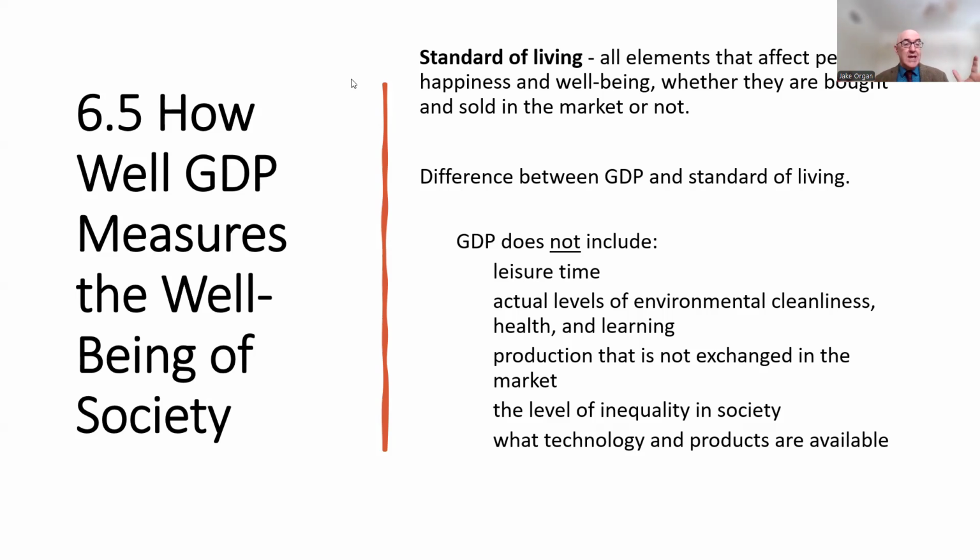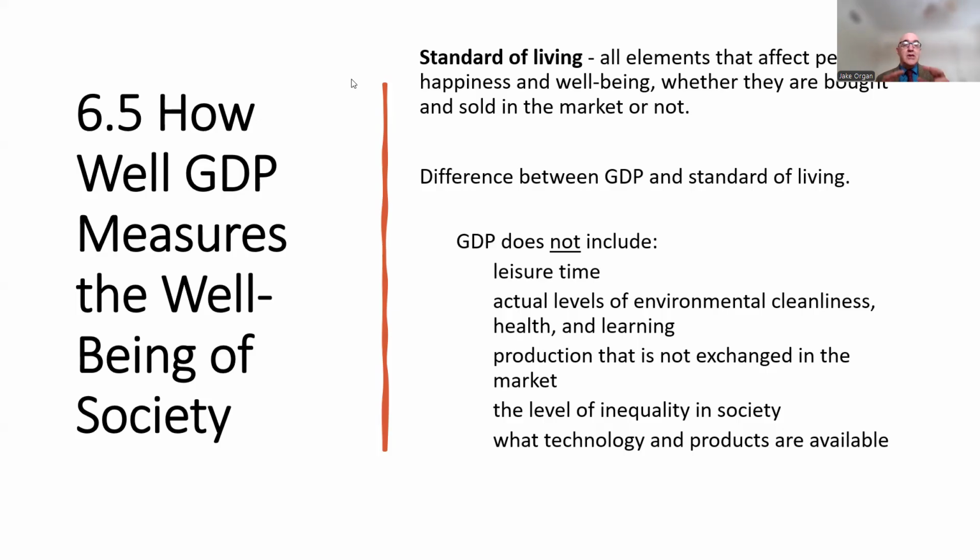Obviously, inequality: GDP per capita could be very high, but that could mask significant levels of inequality. And then obviously the infrastructure, the technology, the products that are available are a big part of the standard of living. So GDP is a very good and very simple measure of comparing societies, but it's not everything.